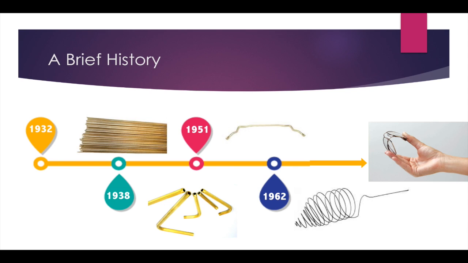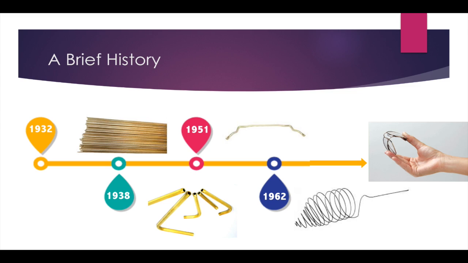Let's go through a brief history on memory metals. In 1932, Chang and Reed were the first to record their observations on the reversibility of the transformation of a gold-cadmium alloy. In 1938, the same observation was seen in brass. In 1951, the shape memory effect was observed in a bent bar of gold cadmium.